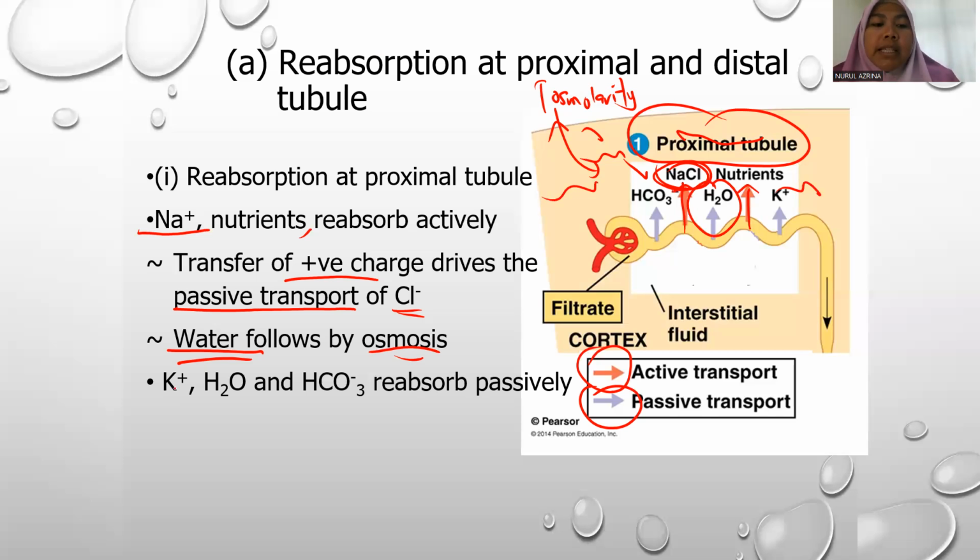As for potassium ion, water, and bicarbonate ion, they are reabsorbed passively. So you can see bicarbonate ion, potassium ion, and water are reabsorbed passively. Okay, so that is what happens at the proximal tubule.